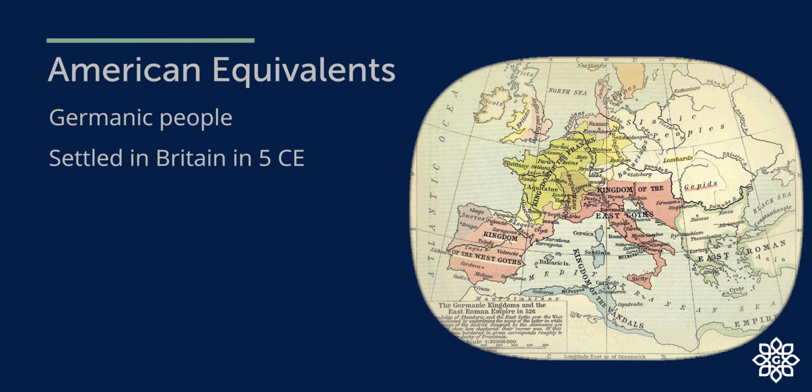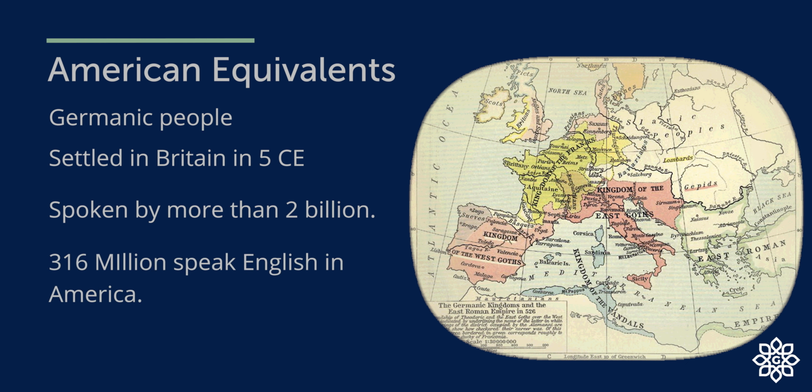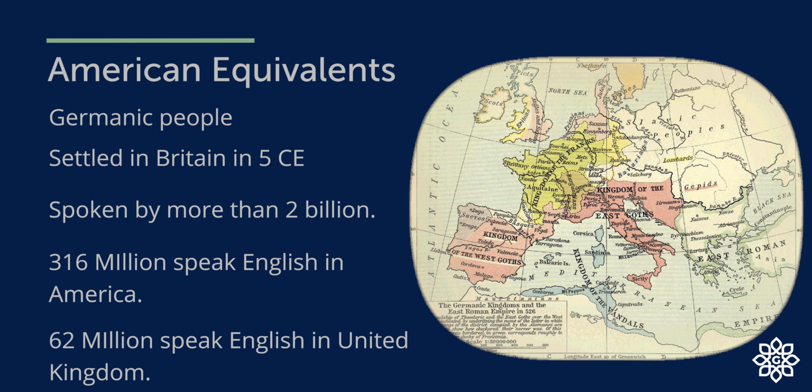Today, English is spoken by more than one third of the world population. That is more than 2 billion people. America has the highest English-speaking population in the world. It is about 316 million, whereas the United Kingdom, the birthplace of English, has around 62 million people speaking English according to their 2011 census.